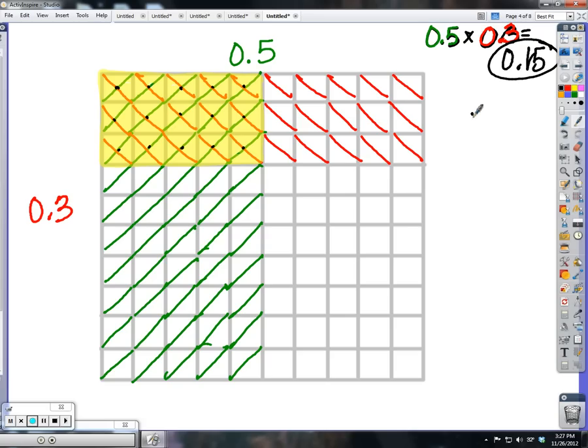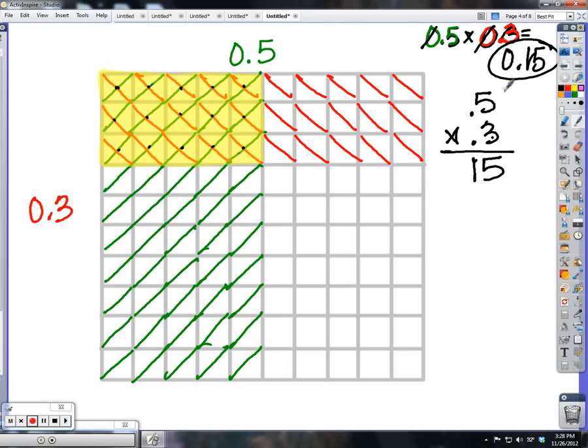Now let's look at that in a traditional algorithm. If I multiply, and I'm just going to drop the whole number zeros for right now because the zeros just show there's no whole number, 5/10 multiplied by 3/10. Now there are several ways to talk through this, and I'm just going to do it in the shortest, most efficient way. 5 times 3 is 15.